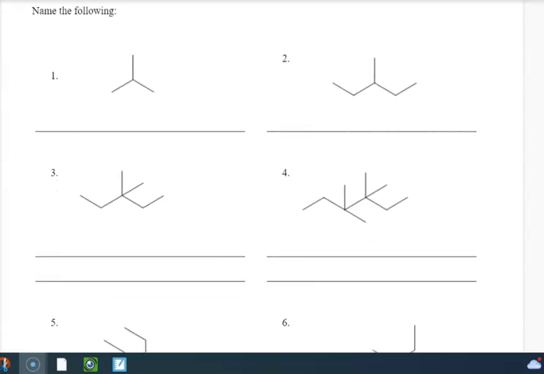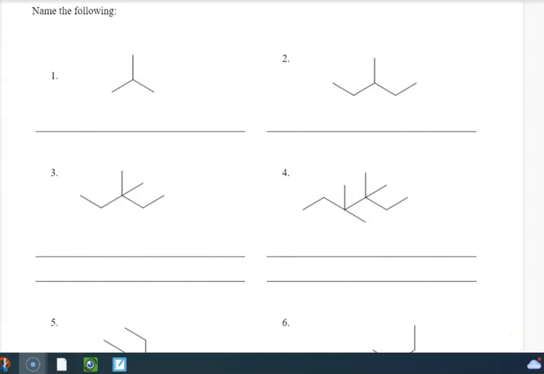Okay, so we need to name these. They're kind of fun. That would be, well, my longest chain is 3, so 2-methyl propane. And number 2, my longest chain is 5, so it would be 3-methyl pentane. And number 3, my longest chain looks like 1, 2, 3, 4, was it 5? Yep, it's 5 again, but I have 2 branches off of it. So it looks like 3,3-dimethyl pentane.